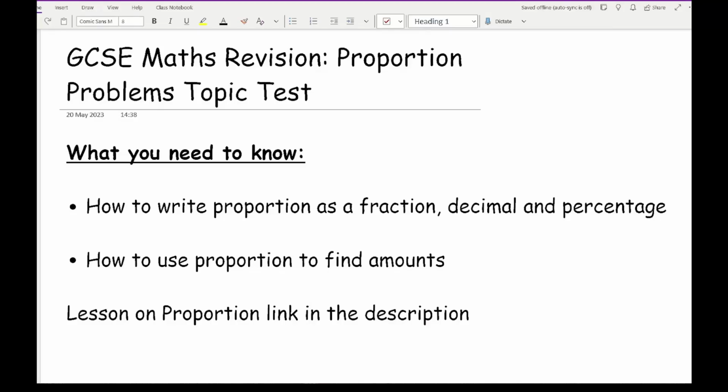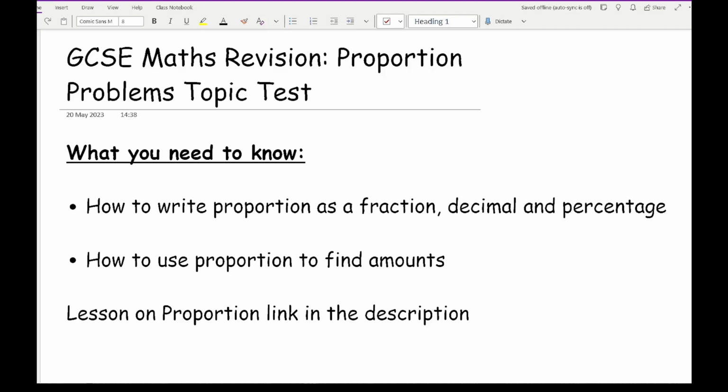Before we get started working through some exam questions related to proportion, let's have a quick overview of what you need to know. The first and most important thing is to be able to write proportion as a fraction, decimal or a percentage. As a topic it's quite low-level, but it is incorporated into so many topics in mathematics, particularly at higher level, that it's really important that you know this, along with ratios.